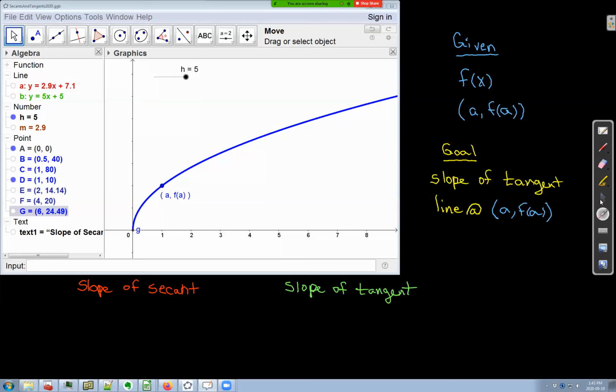And then what's the goal? Well, the goal then is to find the slope of the tangent line at that point. So the idea is, if you give me a function and you give me a point on the function, then there is a tangent line at that point. And we want to know, well, what is the slope of that tangent line? So that's the ultimate goal.